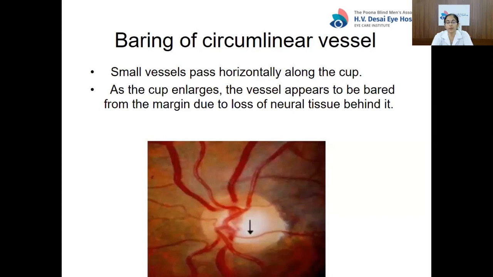Bearing of circumlinear vessels. Normally, small vessels are seen to pass horizontally along the cup margin. As the cup enlarges, the underlying tissue loss may leave the vessel freely suspended. This appears as a gap or area of pallor between the vessel and the cup margin. This is known as bearing of the circumlinear vessel. This is a sign of glaucoma, although it may be seen in non-glaucomatous eyes too.